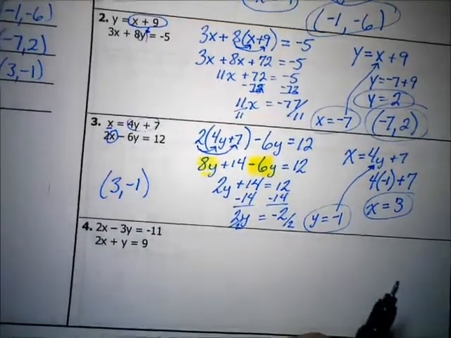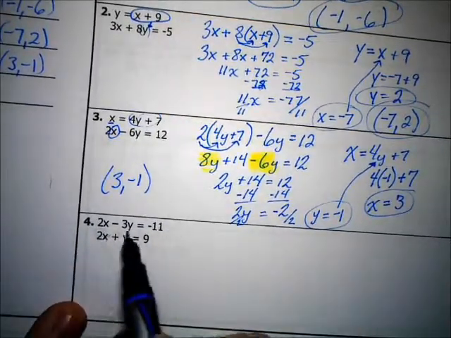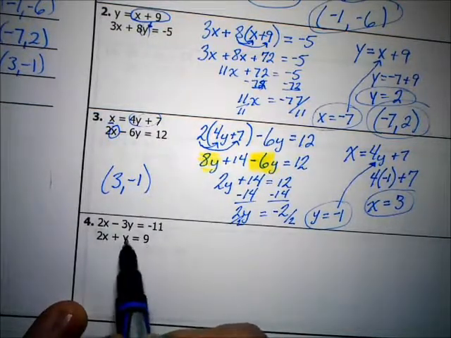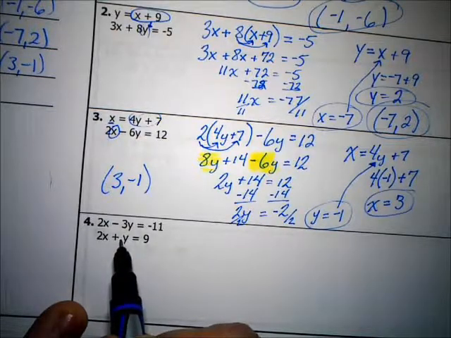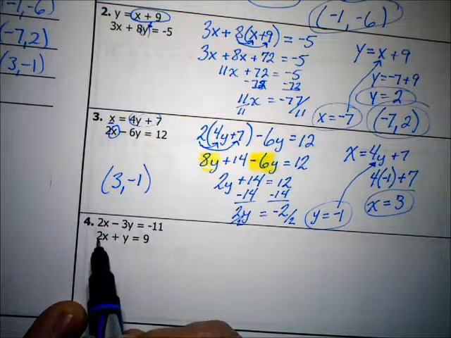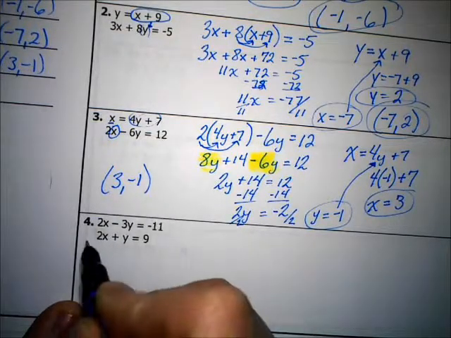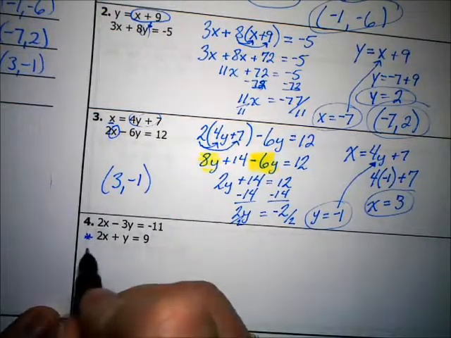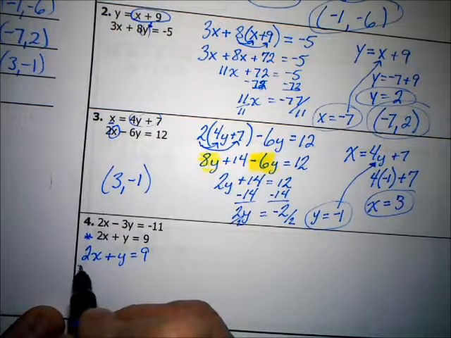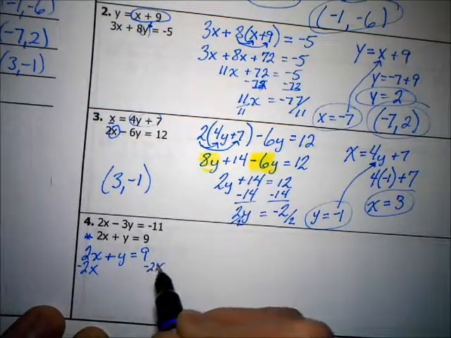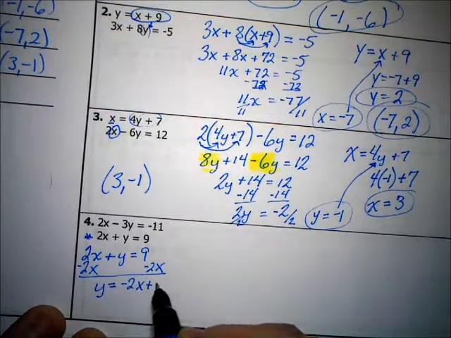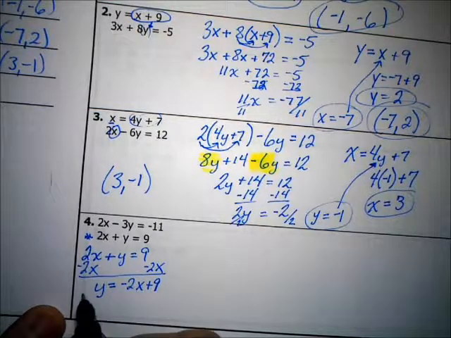Alright, on number 4, I notice that neither one of my equations is solved for a letter. But if I look at my second one, I notice this one has a y that does not have a coefficient. So I can real easily solve this problem for y by just moving the 2x to the other side. So I'm going to take this equation and I'm going to subtract the 2x so that I will have y is equal to -2x plus 9, and I'm going to use this equation.